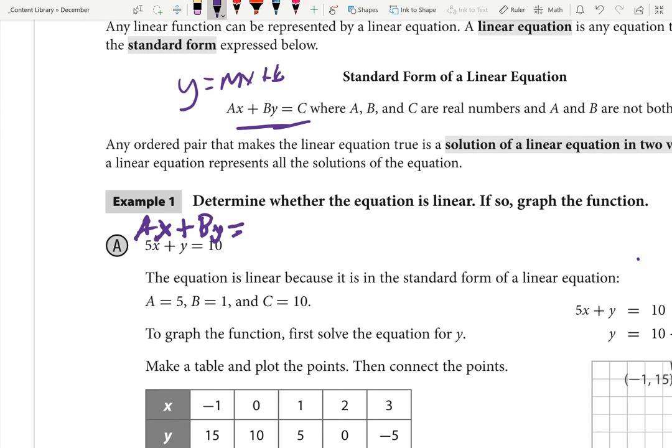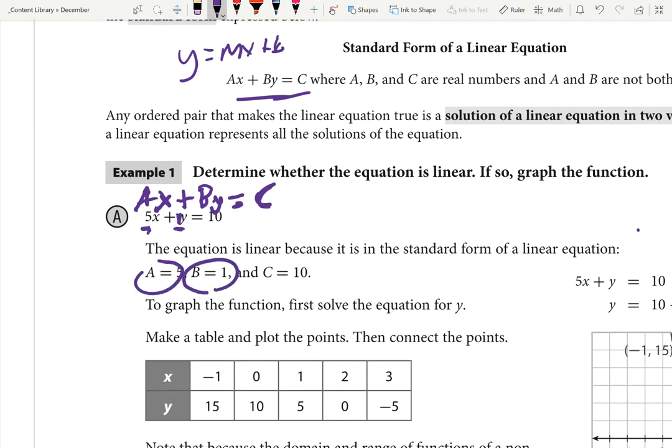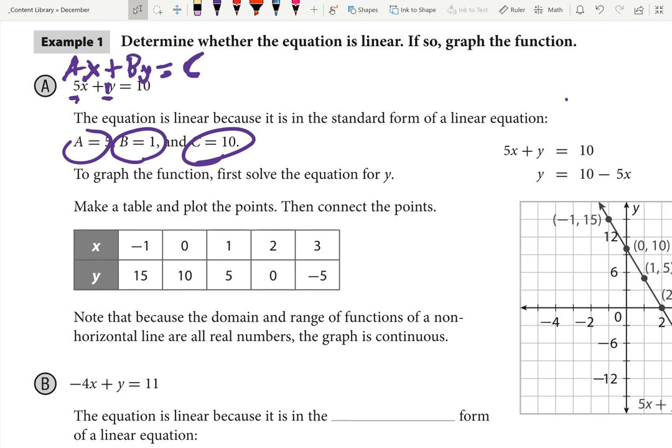And then the 10 is equal to the c part. So you have 5 being the ax part, the 1y being the by, and then the 10 being the c. So a is the 5, b is the 1, and c is the 10. Now, we can tell that it's linear just by looking at it and seeing that it's in standard form. So yeah, we see, hey, that's standard form, so it must be linear.